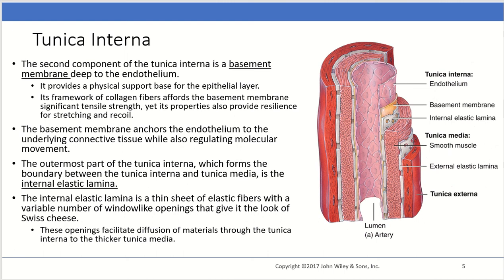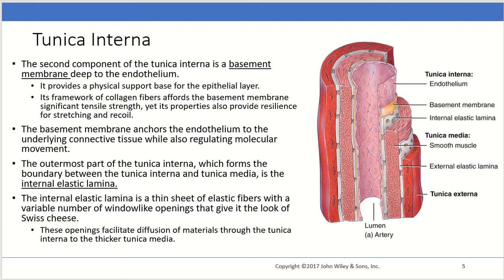The second component of the tunica interna is going to be the basement membrane. Right, so we've just discussed our endothelium. Next is our basement membrane. This is going to be superior to the endothelium. So it's our next layer up.